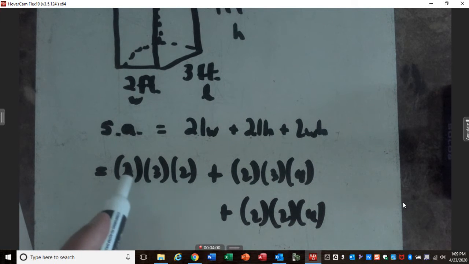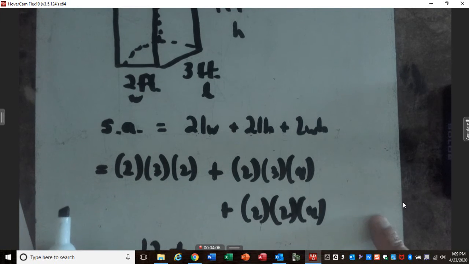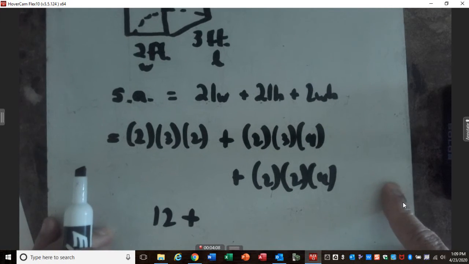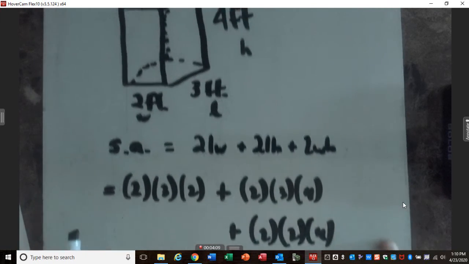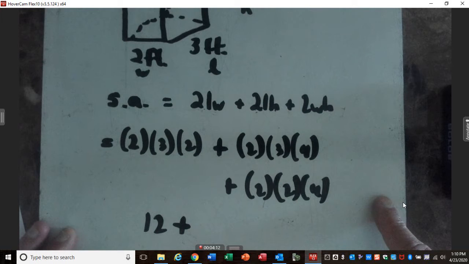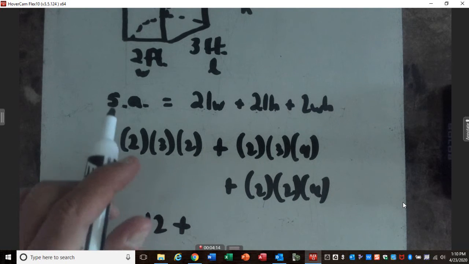Do the multiplication first. So you're going to get 2 times 3 times 2, which is 12. So you go 12 plus. This is the surface area. Imagine that we're covering this in wrapping paper. How much wrapping paper will we need to cover this entire box? This is surface area. So SA, surface area.